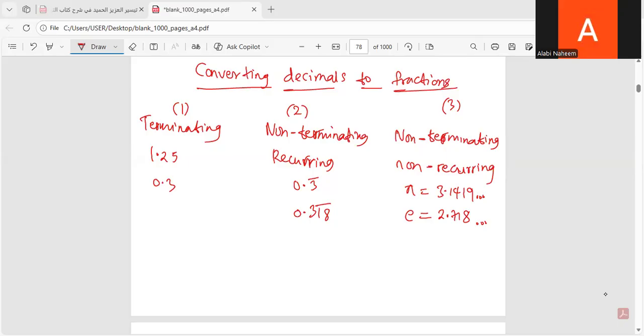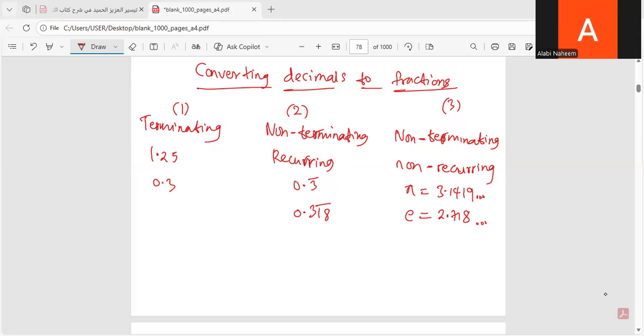In this video, we're discussing how to convert decimals to fractions. In our previous videos, we've learned how to convert fractions to decimals, and we learned that there are three types of decimals: the terminating, the non-terminating recurring, and the non-terminating non-recurring. And you saw how to convert fractions to the first two, that is fractions to terminating and fractions to non-terminating recurring. So we said for non-terminating non-recurring, they are not rational numbers.